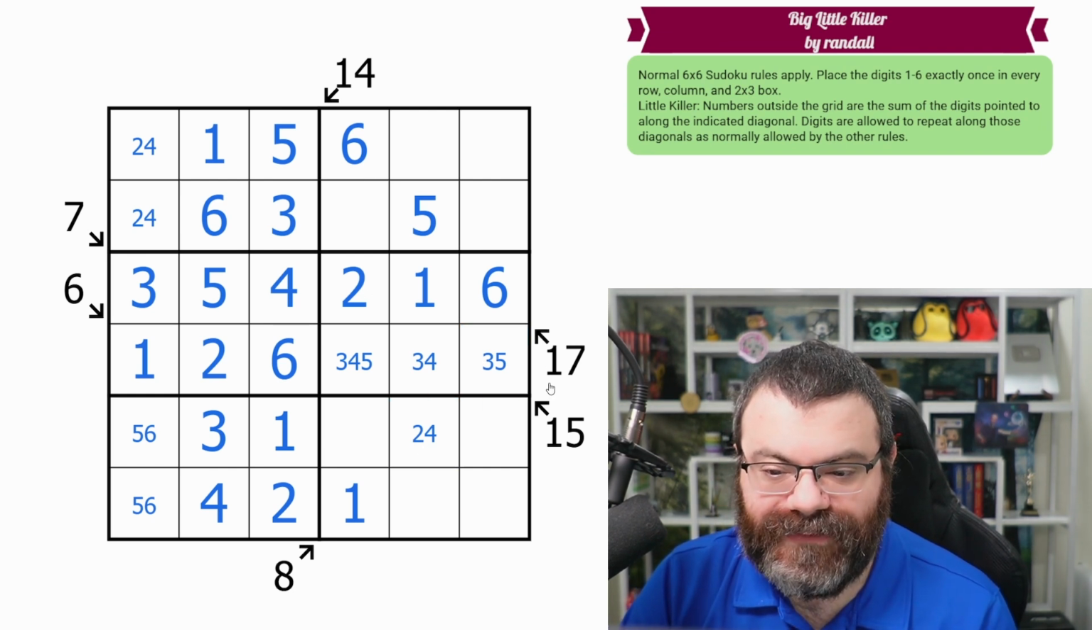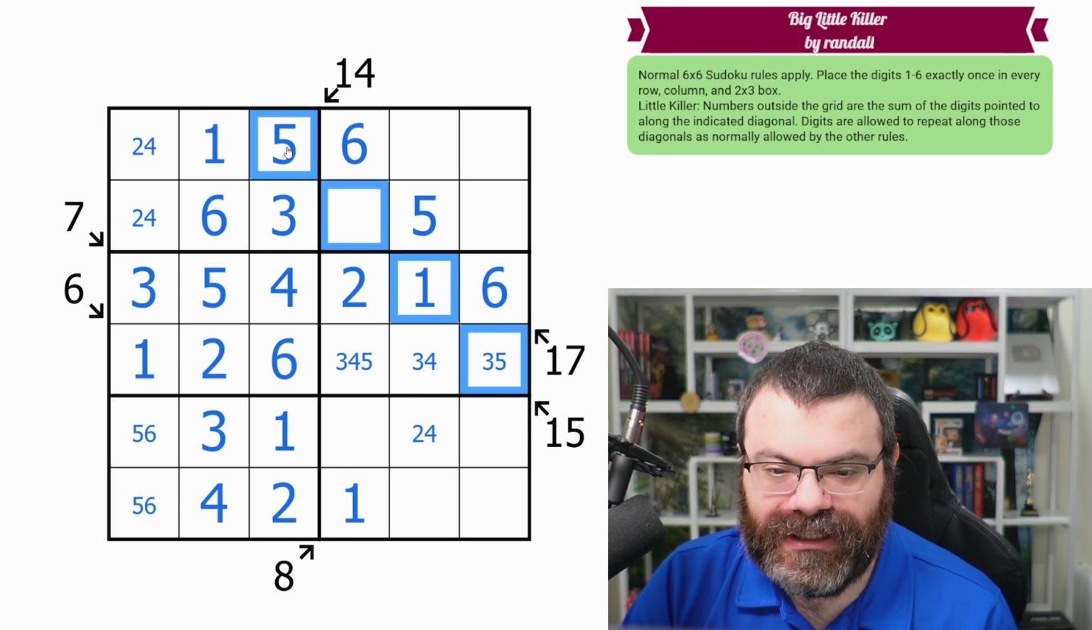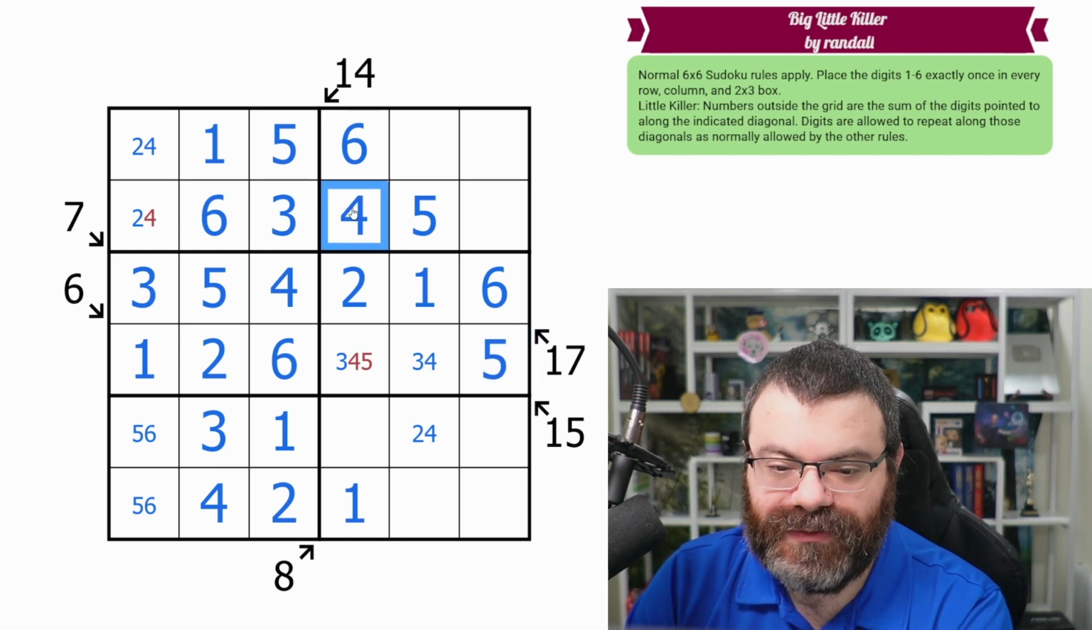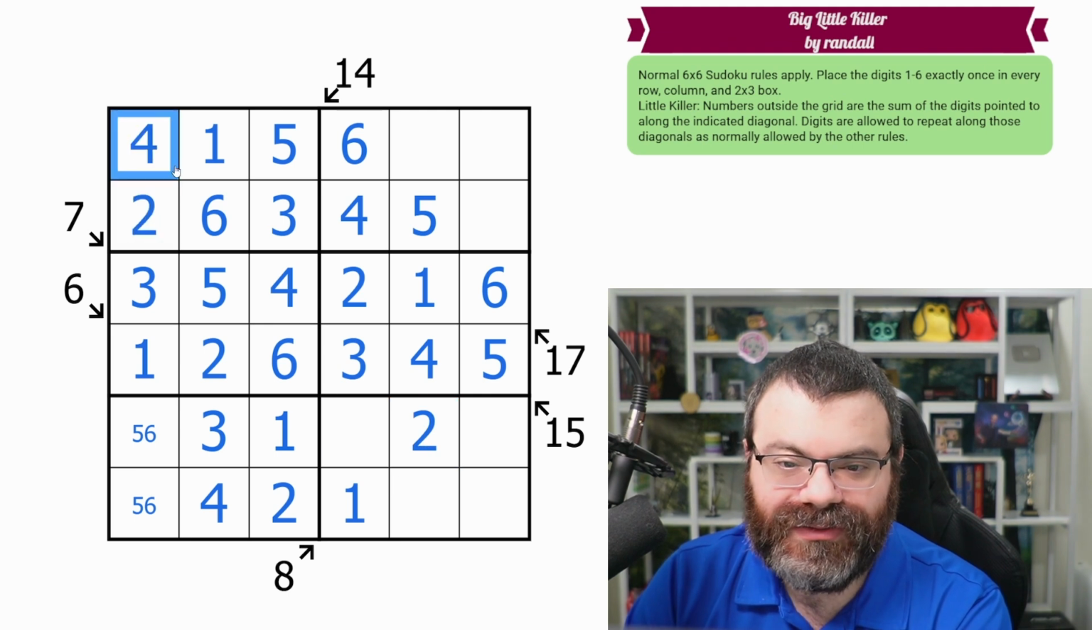And then we also have this 15 clue. We already have 6. So these two need to add to 9. So 3 plus 6 doesn't work. This can't be 6. So this has to be a 5 plus 4. That gives us the 3 and 4 here. 5 plus 2 is 8. Perfect. Okay. Get the 2 and 4 here.